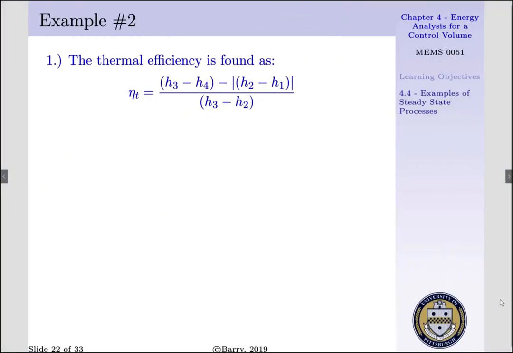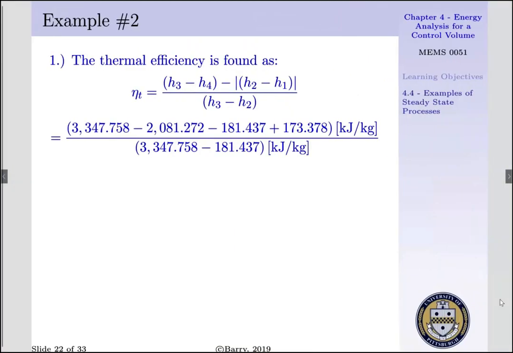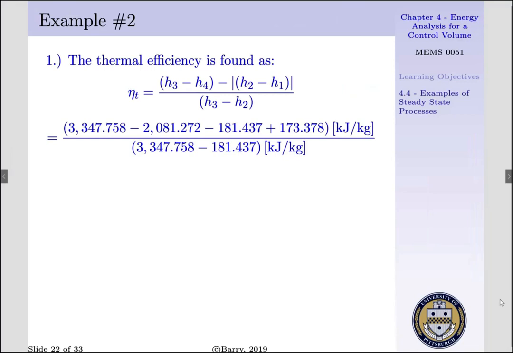Thus, our thermal efficiency is evaluated as H3 less H4 minus H2 less H1, per H3 minus H2. Our thermal efficiency for the superheated cycle, once we substitute in our respective enthalpy values, is found to be 39.7%. This efficiency has increased in comparison to our Rankine cycle in example 1.